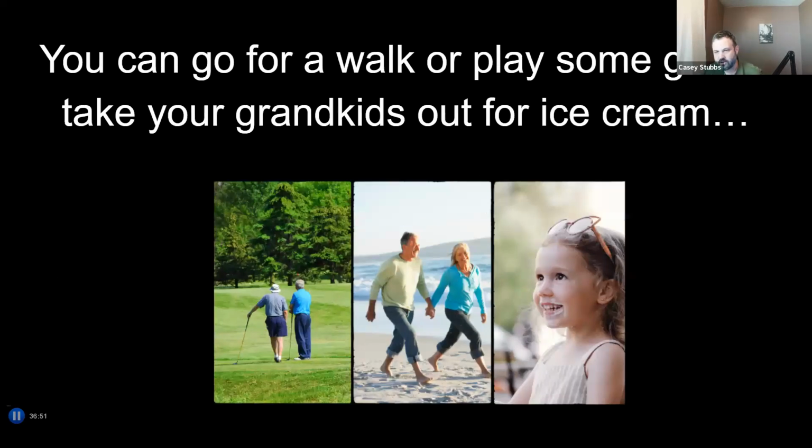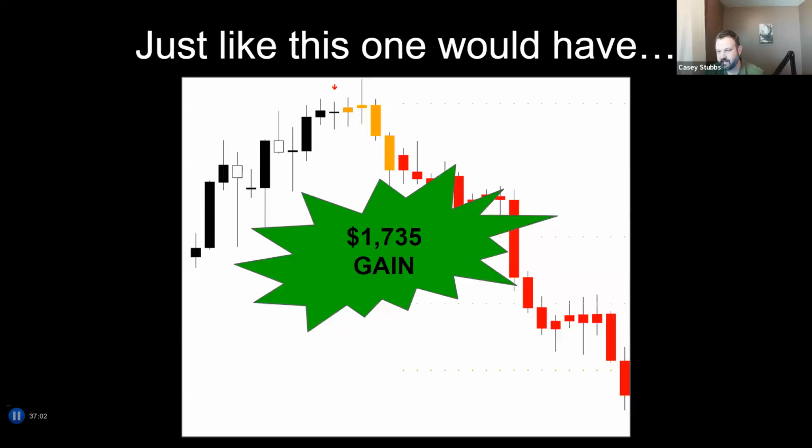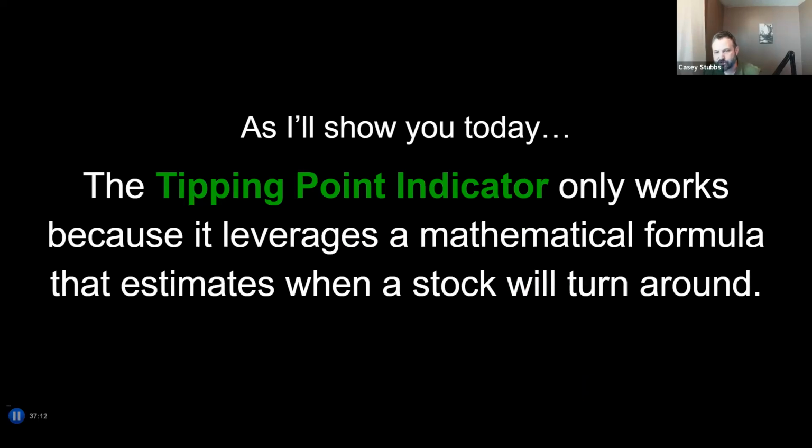You can go for a walk or play some golf or take your grandkids out for ice cream, knowing you're in a high probability trade that could make you a handful of cash. Just like this one would have, a $1,735 gain. And as I'll show you today, the tipping point indicator only works because it leverages a mathematical formula that estimates when a stock will turn around.